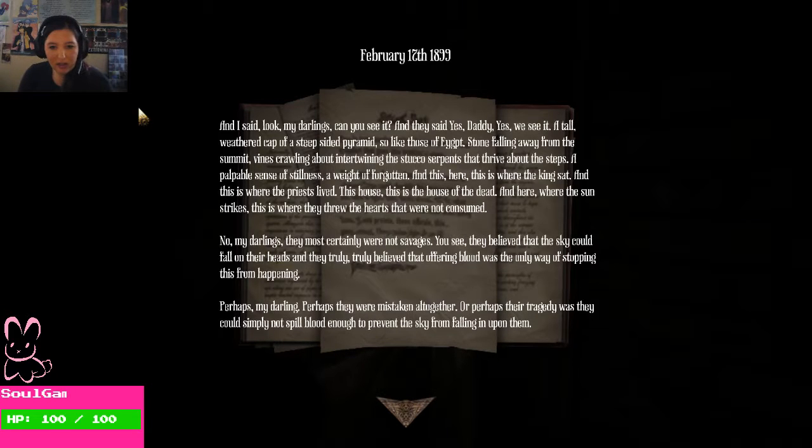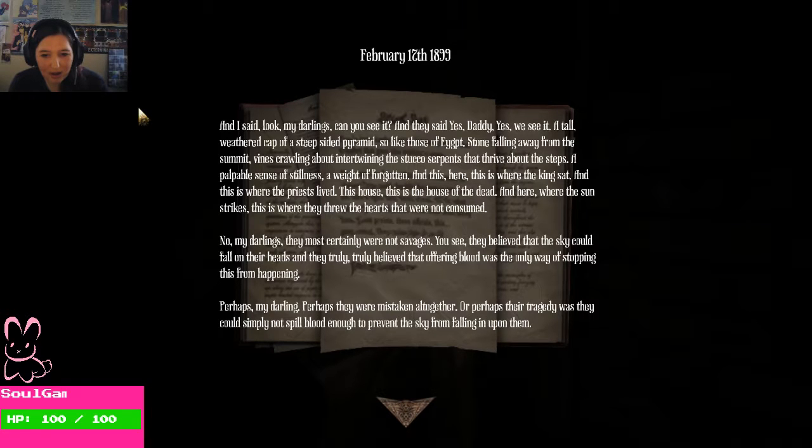February 17th, 1899. And I said, "Look, my darlings, can you see it?" And they said, "Yes, Daddy, yes, we see it." A tall, weathered cap of a steep-sided pyramid, so like those of Egypt. Stone falling away from the summit, vines crawling about, intertwining the stucco serpents that thrive about the steps. A palpable sense of stillness, a weight of forgotten.